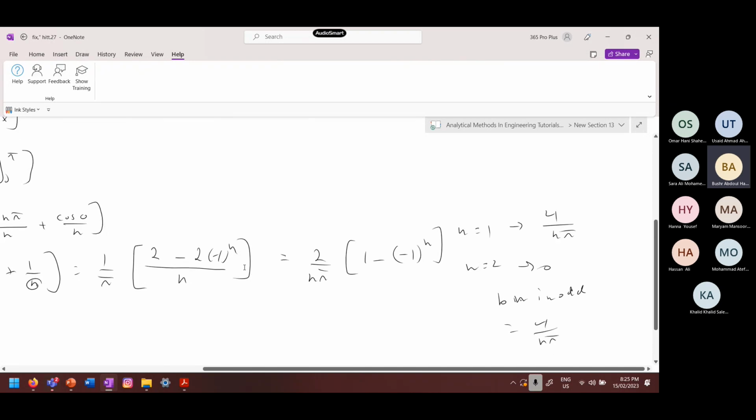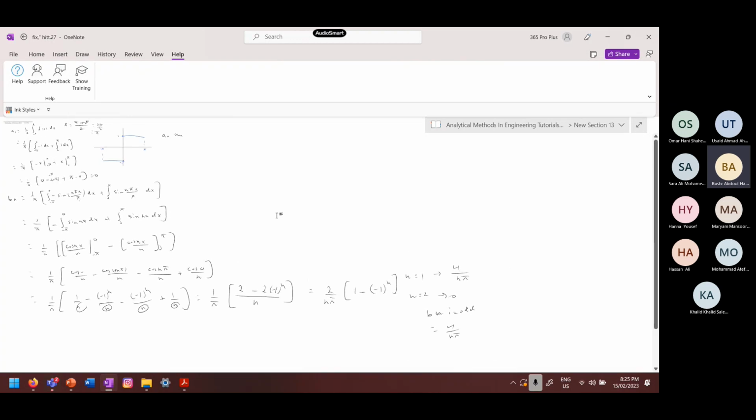Now to write the Fourier series of this function, we know that a0 and an are equal to 0, and we have Bn. So the Fourier series becomes the summation over odd n to infinity of 4 over n pi times sine nx. Okay, that's the solution of this Fourier series.